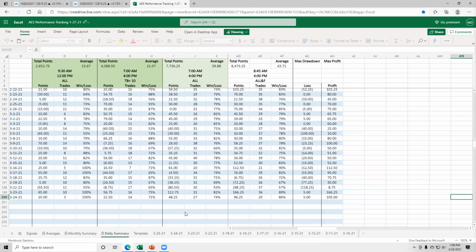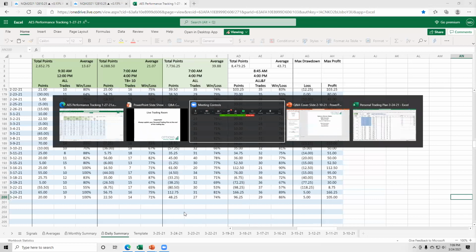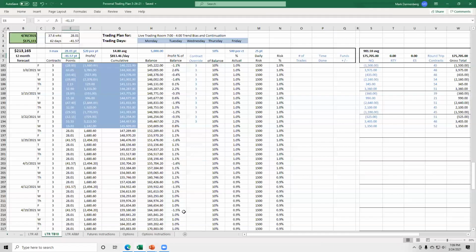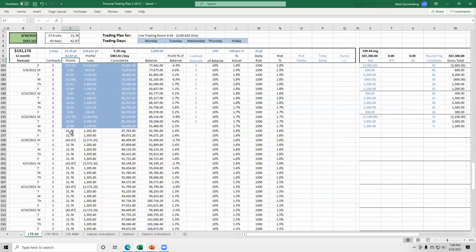And then what we do with that data is we go to our personal trading plan. This is simply in a spreadsheet format where it's very easy for a trader, no matter what category they're trading, to plug in their performance. So for example, today, the 9:30 to noon category, which we have labeled as LTR all, and up here you can see live trading room, 9:30 to noon, AES only. Today was Wednesday, and so over here we put in $1,200.